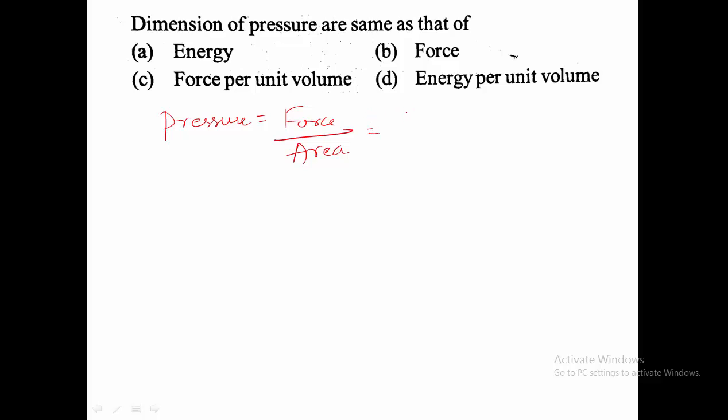And this force is nothing but work divided by area. So work is nothing but the form of force, that is the energy used to displace a certain object in a particular direction. We need to exert some force, and that force is said to be work. Therefore this work is nothing but the energy used, and divided by area is nothing but the volume. So here the pressure is the same as energy per unit volume. Therefore, in the given options, option D is the right answer. That is, dimension of pressure are same as that of energy per unit volume.